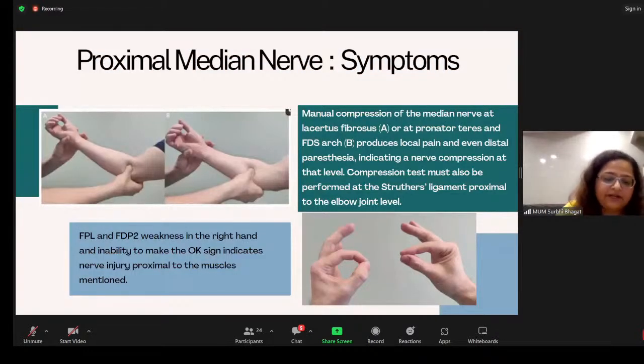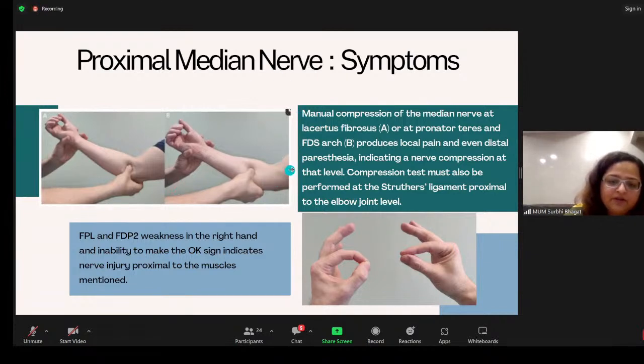So these are the common clinical tests, but I must tell you that it may not be possible to differentiate with these tests. Still you have a clinical picture where you cannot diagnose where the compression of the median nerve is coming from. So I'll just summarize.